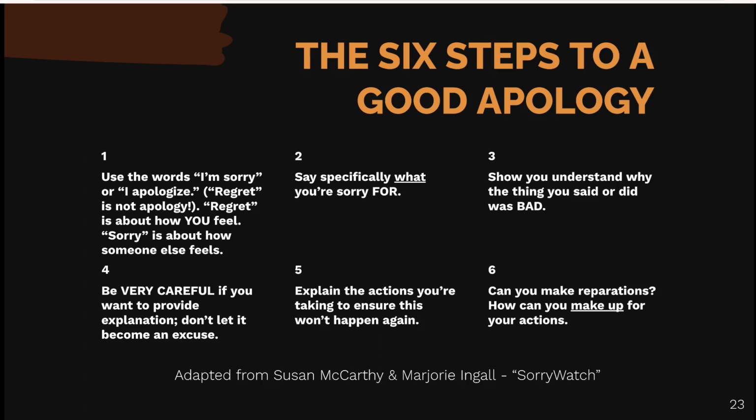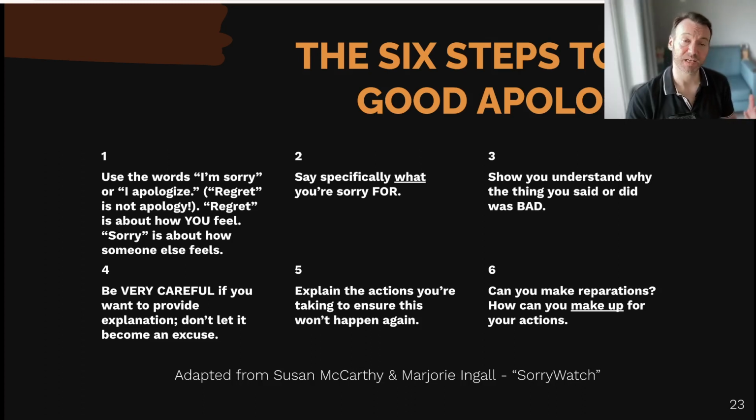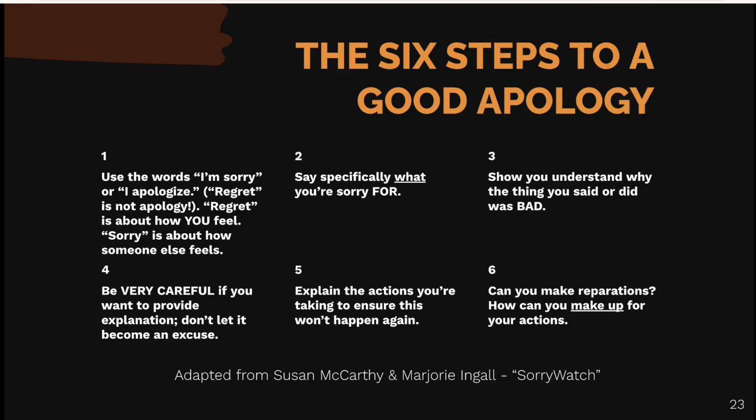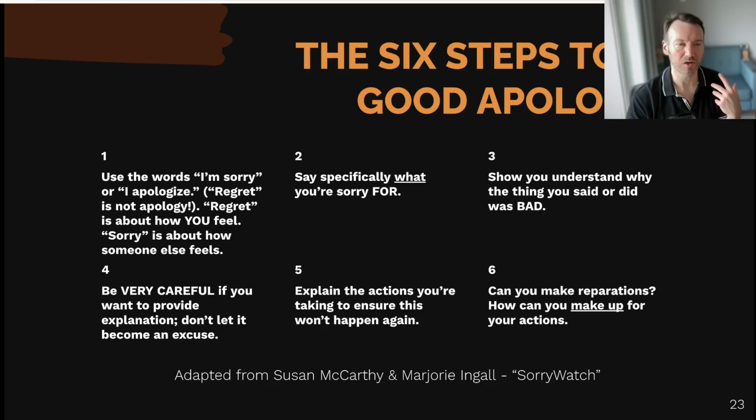Number 4, be careful, but it is possible to give an explanation. But again, remember, keep the responsibility on you as a person. Okay, as tempting as it is, don't be trying to push that responsibility elsewhere. Number 5, explain the actions you're taking to ensure that it won't happen again. And number 6, can you make reparations? Can you make up for what you have done, whether it's financially, emotionally, or some kind of action where you are making that situation right?